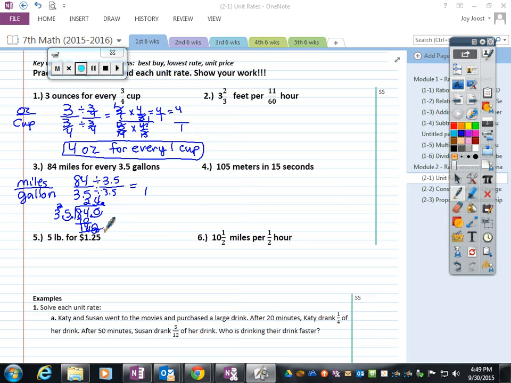So our numerator is going to be 24, and our denominator is 1. So that is our unit rate. And so we have 24 miles per gallon.